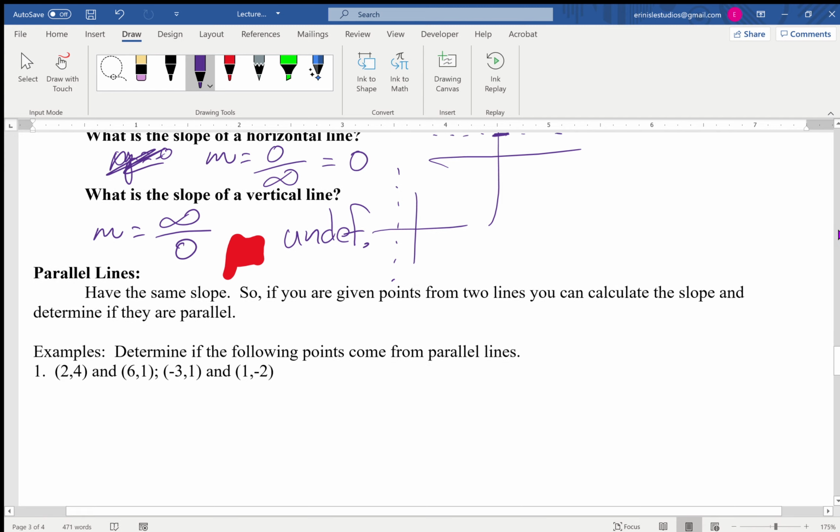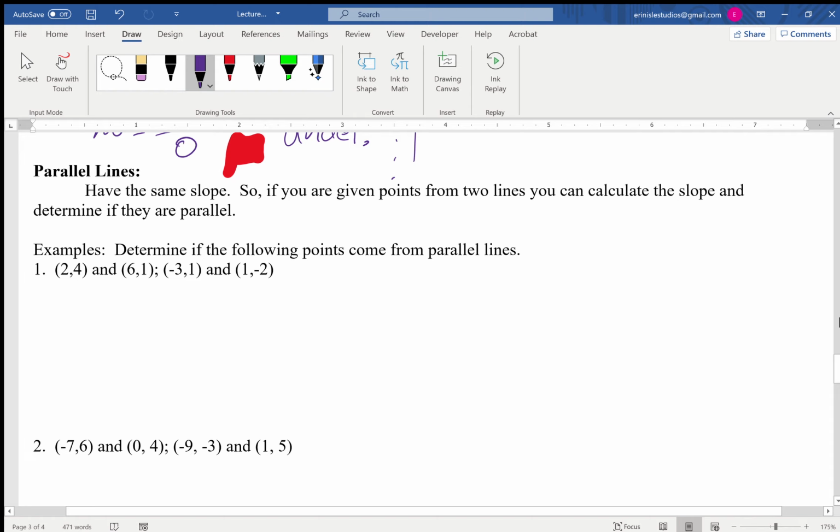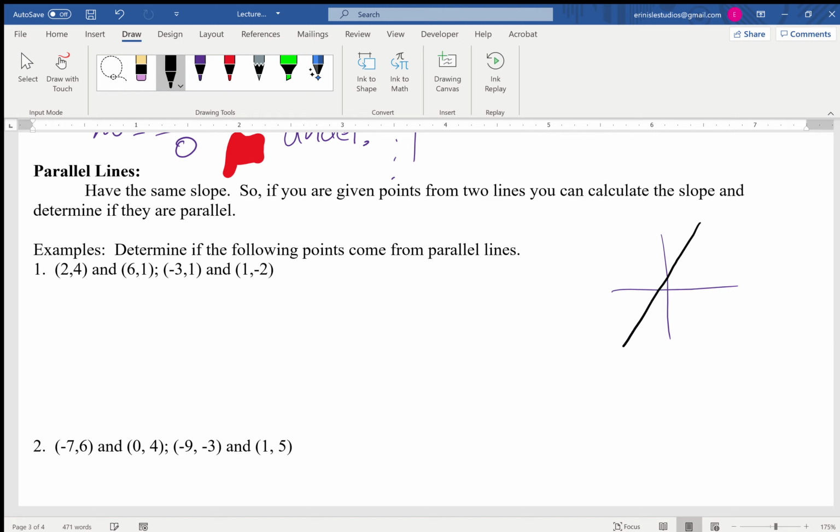Alright, parallel lines. What we know about parallel lines is that they have equal slopes. If we think about this for a moment. Okay, so I've got a line here. Notice its y-intercept is there. A parallel line has exactly the same slope, but a different y-intercept. That means they're parallel.